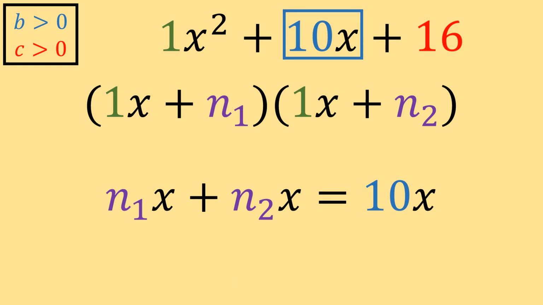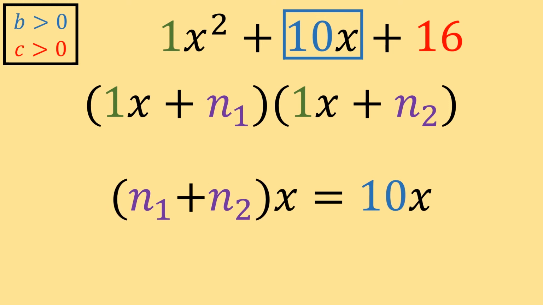And it turns out that in our quadratic expression, 10x matches the power of x that's associated with n1x and n2x. So what we end up getting is n1x plus n2x equals 10x here, because we're just trying to make sure that whatever we factor is going to be equivalent to the expression. Now, I can factor x out of the n1x and n2x terms, and I get left with n1 plus n2 times x.